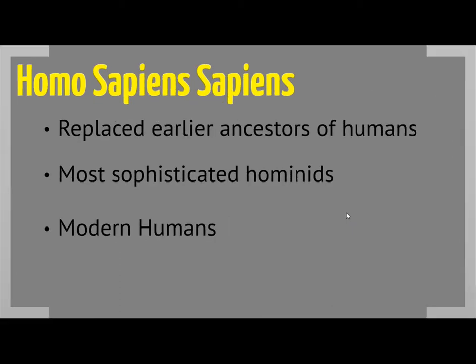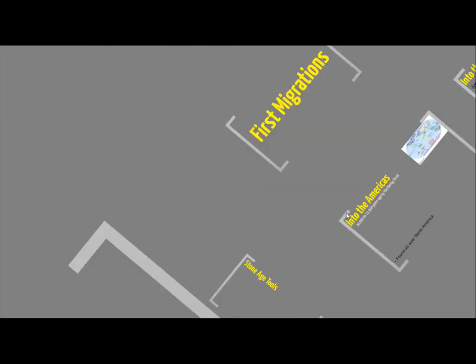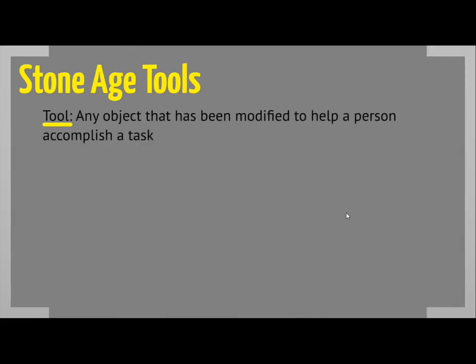Homo sapiens sapiens are going to replace earlier ancestors of humans. They are the most sophisticated hominids, and they're modern-day humans. So that is our species. You'll notice we didn't talk about the Cro-Magnon man. That's okay. The main species I want you to remember is Homo erectus.